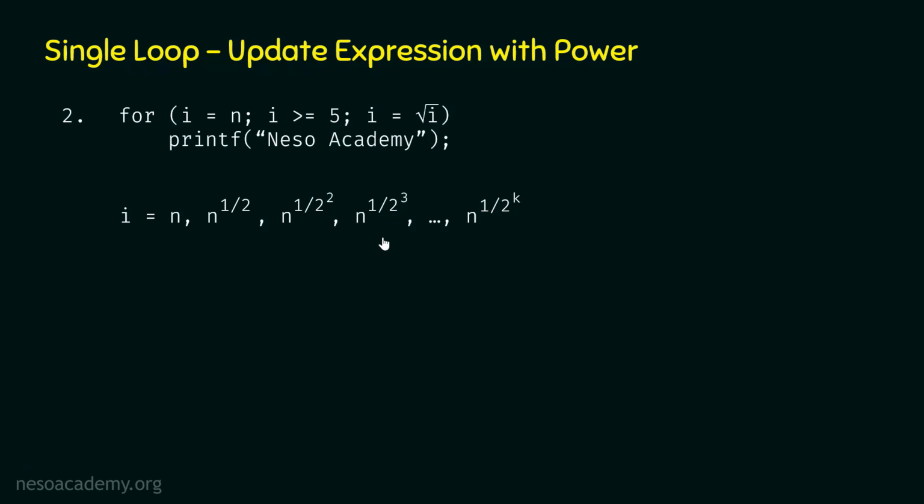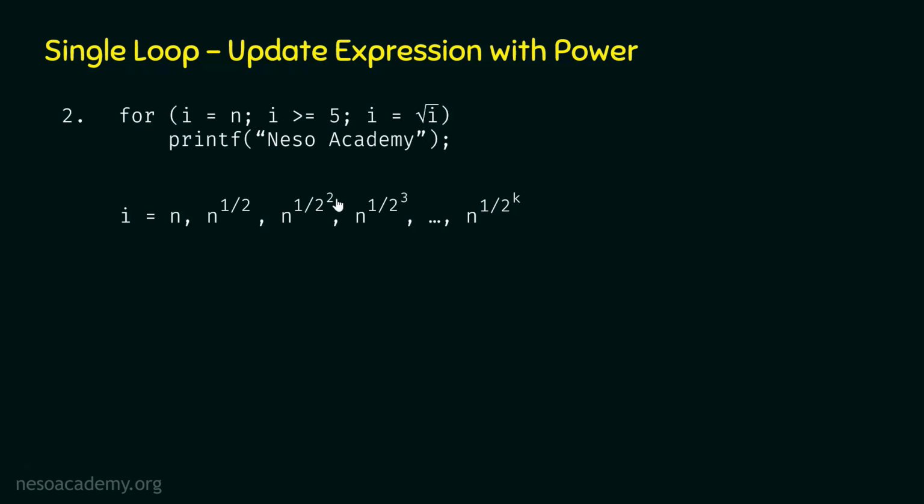So one thing is clear, the power of 1/2 is dependent upon the iteration number, and it is always 1 less than the iteration number. In iteration number 4, the power of 1/2 is 3. In iteration number 3, the power is 2. Similarly, in iteration number k plus 1, the power of 1/2 is k. So this is the value of i in the (k+1)th iteration. Hence, this loop will run k plus 1 times, and this means this statement will run k plus 1 times. Now we need to determine the value of k in terms of n to find the time complexity.